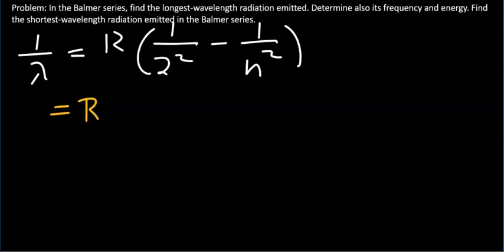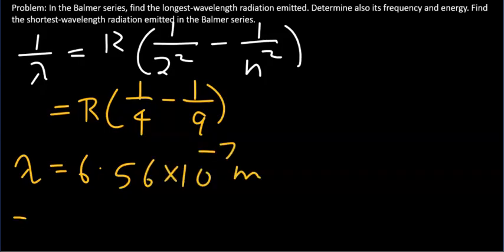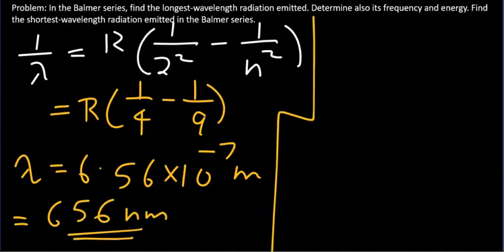Substituting that, you get R times 1 over 4 minus 1 over 9. And the longest wavelength will turn out to be 6.56 times 10 to the power minus 7 meter, or quite simply 656 nanometers. So that is the longest wavelength in the Balmer series. The frequency can be determined by taking the speed of light. Note that this radiation is electromagnetic radiation. So electromagnetic radiation with this wavelength is actually visible light on the red end of the spectrum.